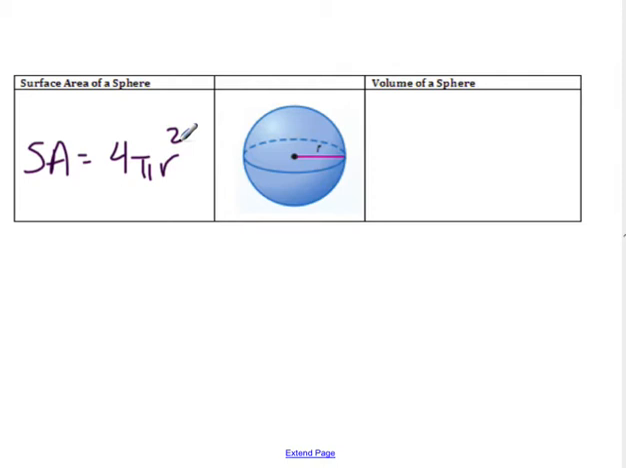Now how do we get a volume of a sphere? The volume of a sphere is going to be 4/3, so we're going to use the fraction 4/3, which is really 4 times everything divided by 3, times pi and then times r cubed. You could just take 4 times pi times r cubed and then divide it by 3 if you wanted to do that as well. So let's take a look at number 1.